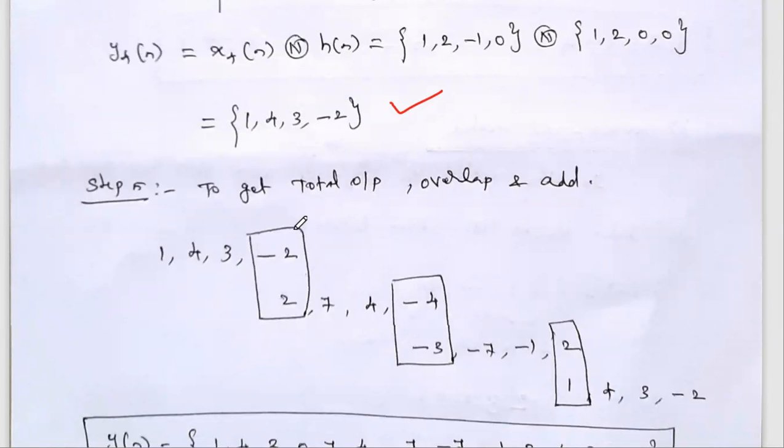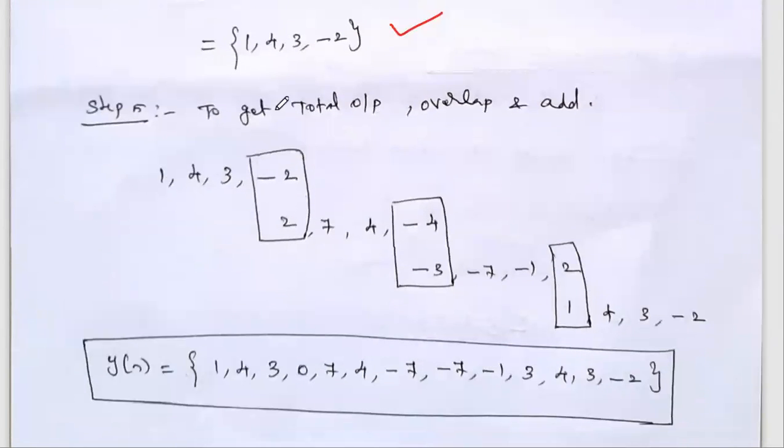In the overlap add method, we have to overlap the last m minus 1 data from the first block with the first m minus 1 data of the next block. So in this problem, m minus 1 is 1. Then this 1, 4, 3, minus 2 is said to be the y1 output. This 2, 7, 4, minus 4 is the y2 output. This is the y3 output, and y4 output.